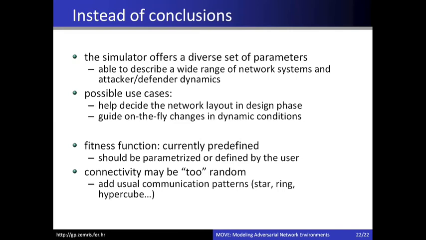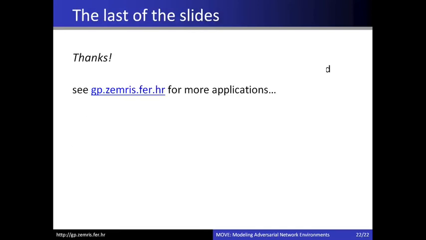Currently, our fitness functions are predefined, which should be parameterized or, more generally, defined entirely by the user. And currently the connectivity is relatively random. It of course has the number of connections as a parameter, but we should probably add usual communication patterns like hypercube, star, ring, and the usual ones that can be found in different networks, just to generate a number of test cases. And so this would be the end of my presentation. Thank you for your attention.